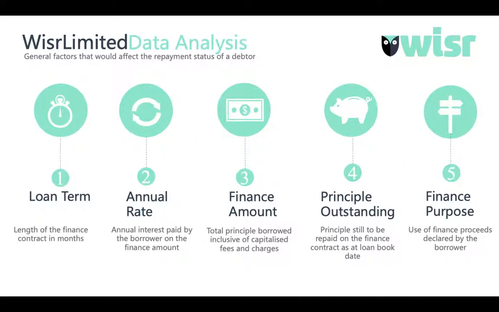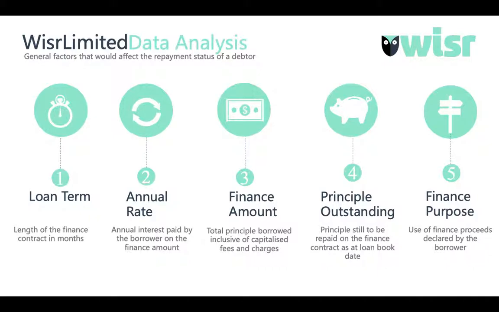Now I'm going to talk about the different factors that would affect the repayment status of a debtor. First, we have the long term, which refers to the length of the finance contract in months. Then we have the annual rate, which refers to the annual interest paid by the borrower. After that, we find the finance amount, which is the total amount borrowed including capitalized fees and charges, while principal outstanding refers to the amount still to be repaid.